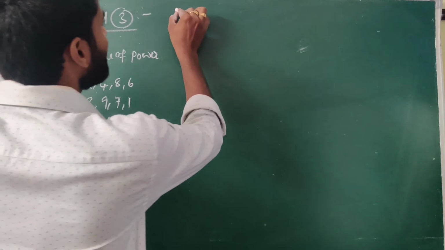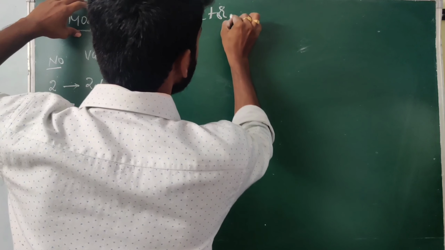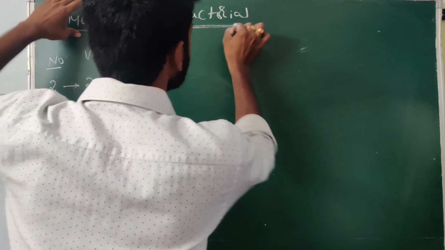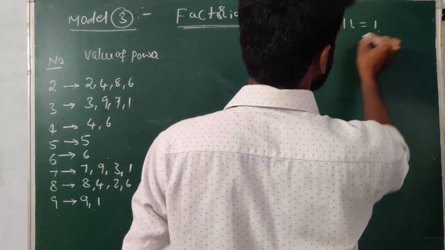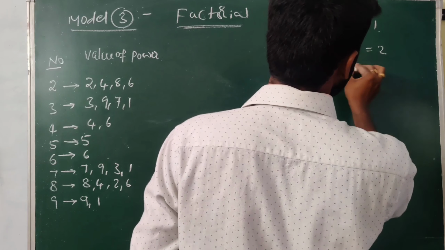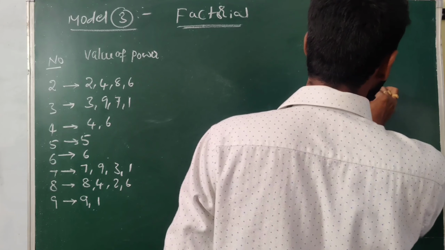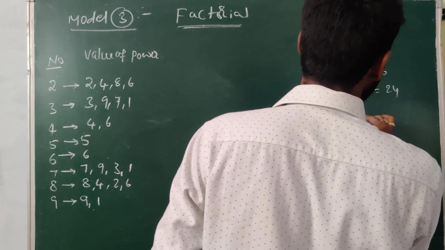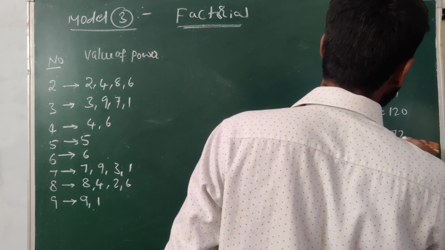Third model is related to the factorial concept. If the power value is given in terms of factorial, how do we solve it? First, we know that 1 factorial is equal to 1, 2 factorial is 2, 3 factorial is equal to 6, 4 factorial is 24, 5 factorial is 120, and 6 factorial is 720.